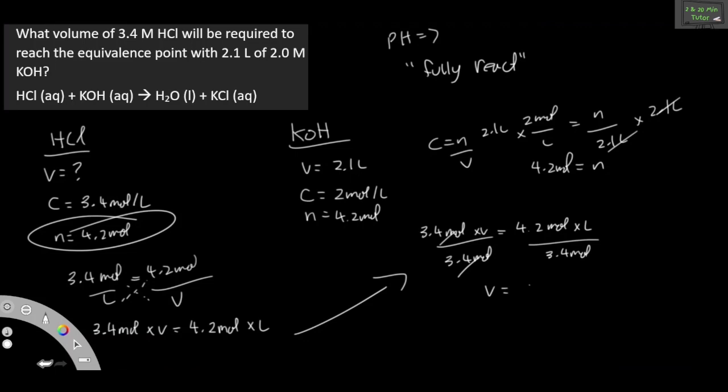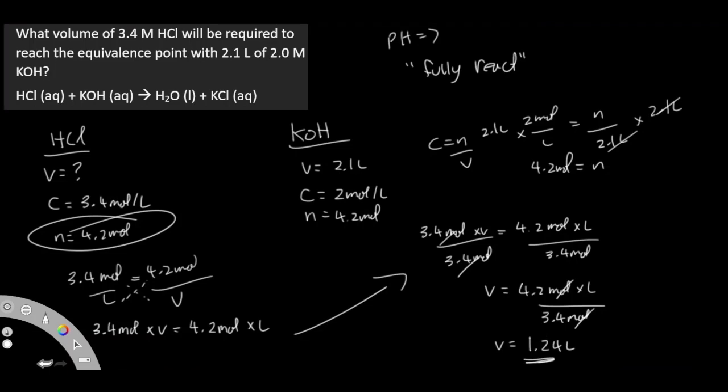So obviously we have 4.2 moles times our liter unit over 3.4 moles over here. Cancel these ones out. Then you just divide this by this. What do you end up getting for your volume? You get your volume as 1.24 liters. Okay, that's the answer. That's how you pretty much solve the equivalence point questions.